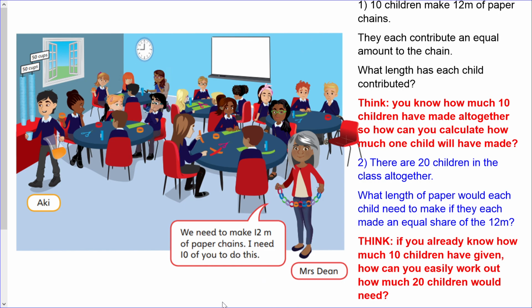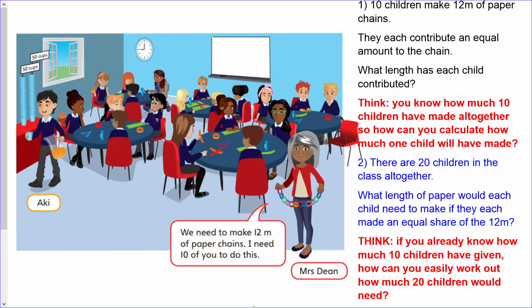So the first question says, 10 children make 12 meters of paper chains. They each contribute an equal amount to the chain. What length has each child contributed? Now, a little tip with this question, think about, we know how much 10 children have made altogether. They have made 12 meters of paper for all 10 children. So how can we calculate how much one child will have made?